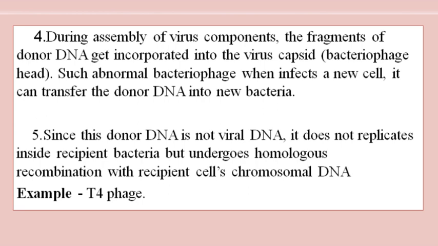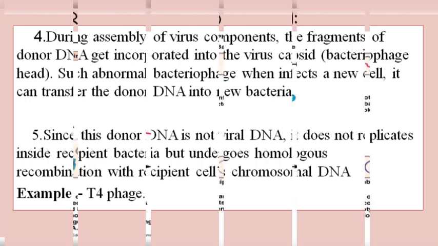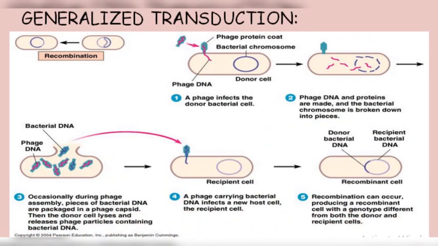During assembly of virus components to form progeny viruses, sometimes any of the fragments of donor DNA get incorporated into the virus capsid. Such an abnormal bacteriophage, when it infects a new cell, can transfer this DNA into the new bacteria. Since this donor DNA is not viral DNA, it does not replicate inside the recipient bacteria but undergoes homologous recombination with the recipient cell's chromosomal DNA, forming a recombinant cell. An example of generalized transduction includes Escherichia coli transduction by T4 bacteriophage.